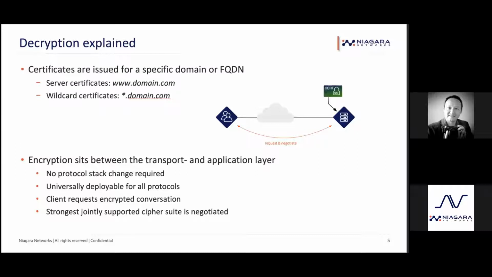And there is an exchange where the client says, okay, this is the strongest encryption I can do. Then the server says, okay, this is the strongest encryption I can do. And then the server decides, okay, let's use the highest version of the two of us. So that's what it's going to be. So this is how encryption actually works.